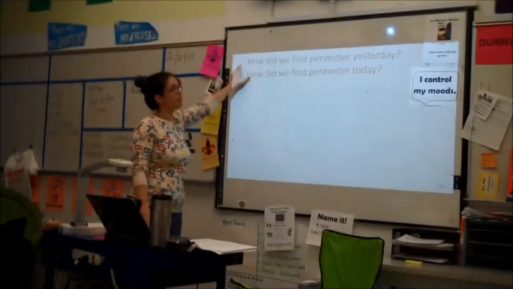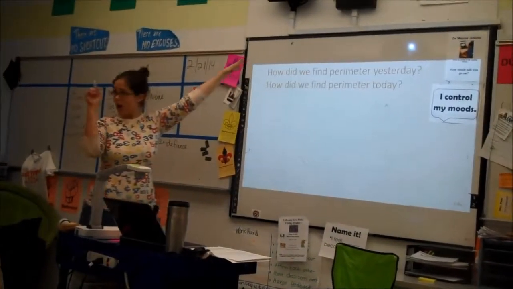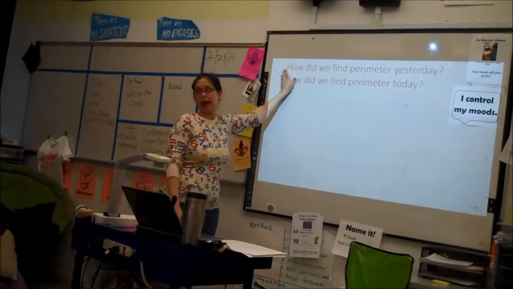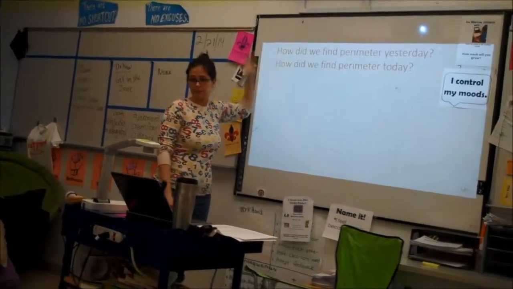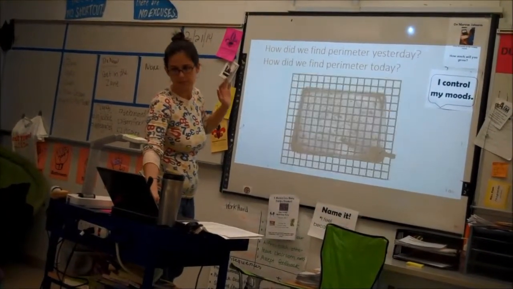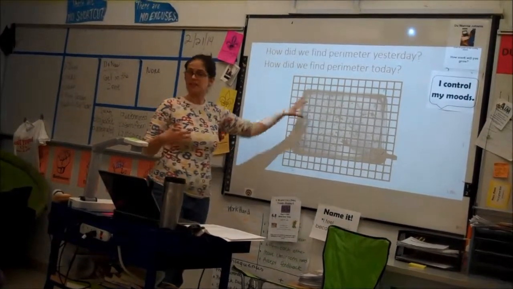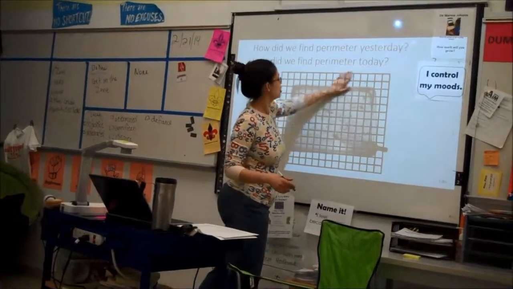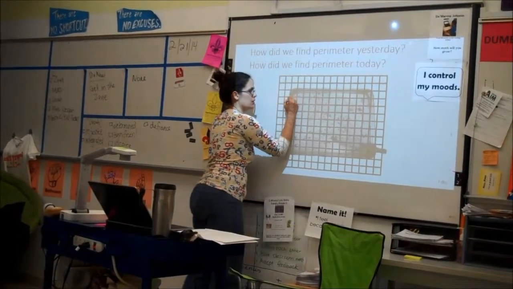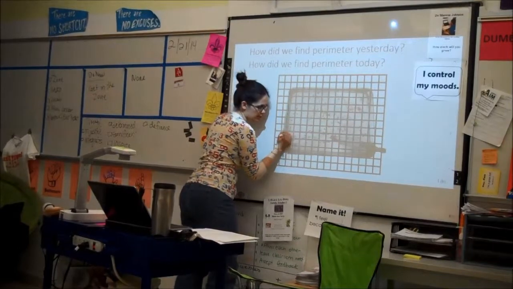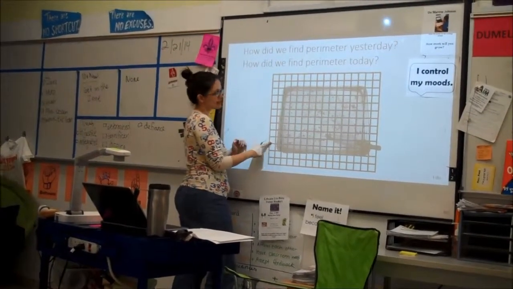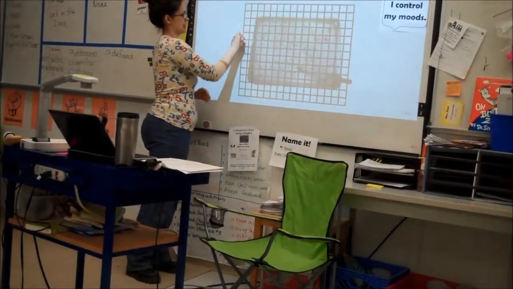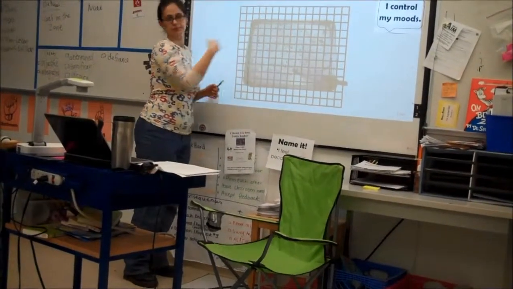So how did we find the perimeter yesterday? Yesterday we counted up all the sides. Mm-hmm. How did we find the perimeter today? Today we added up all the sides. And then this visual is to help you, if you want to, show what you did, right? I can measure this and say that it is a 9 by 12 pan, or I can count and see that it's 9, and then 12, okay?